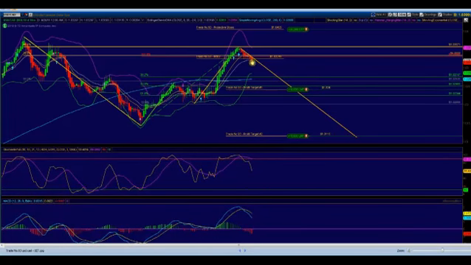I took the short entry on about a 3-bar reversal, to confirm the market's intention to move in the downward direction. Set my profit targets, protective stops, and I shorted the market with half a position.